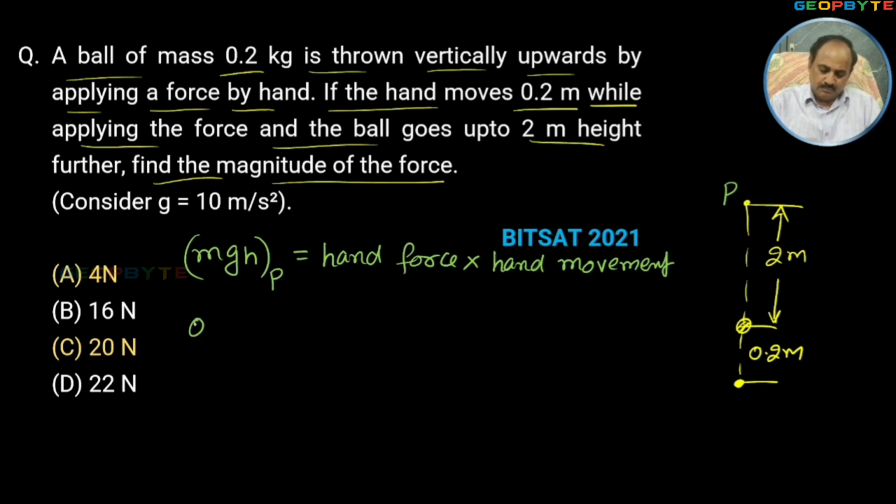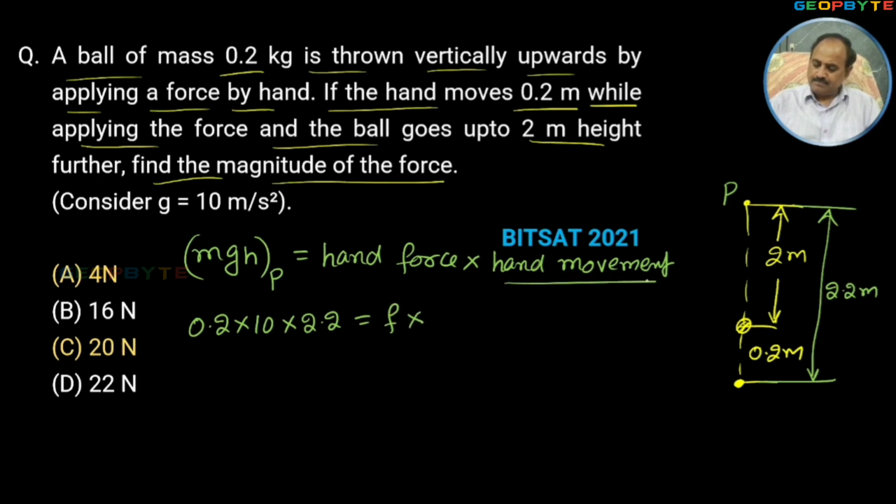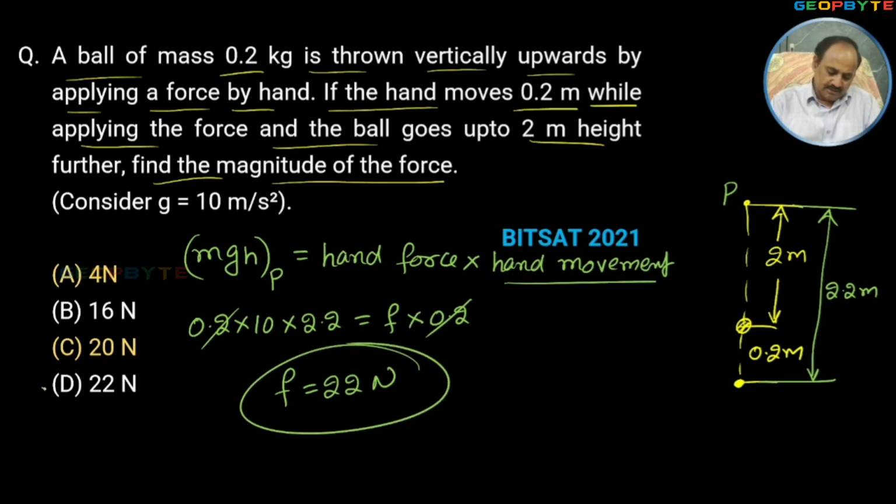So m equals how much? 0.2 kilograms. g is 10, into the total height traveled by the ball, 2.2 meters. 0.2 into 10 into 2.2 equals hand force F into the distance moved by the hand, that is 0.2 meters. This 0.2 cancels. 10 into 2.2 is 22. Therefore the force acting on the ball is 22 newtons. That is the answer. Look at the option D. Option D is absolutely correct.